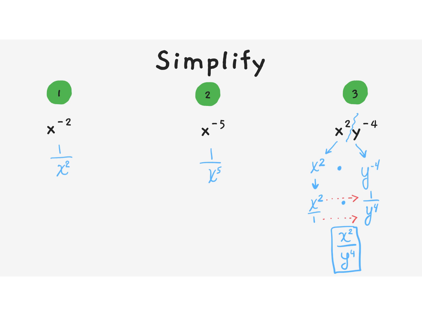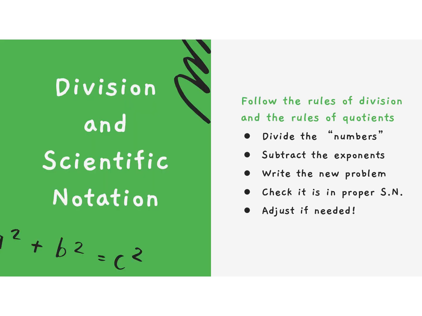All right. Hopefully this went okay. We will practice more together on Monday, like I said. Okay, so now we're going to kind of combine our rules. We're going to talk about division and scientific notation. So you're going to follow the rules of division and the rule of quotients. You're going to divide the numbers. You're going to subtract the exponents. You're going to write the new problem. You're going to check that it's in proper scientific notation and adjust if needed. Ugh, it's exhausting. Let's give it a try.